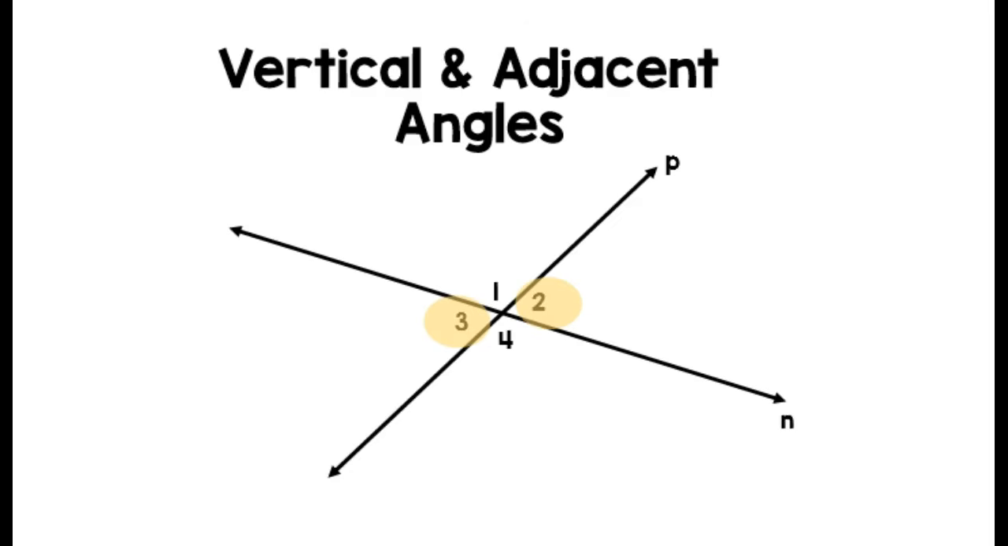With vertical angles, the neat thing about them is that they are congruent. This means that their measurements are equal to each other. Going back to our angles here, angle 1 is congruent to angle 4.